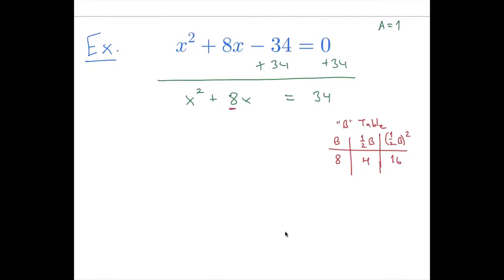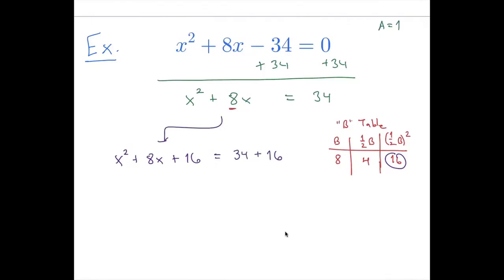Okay, then we're going to circle that 16, and we're going to add that 16 to both sides of our equation. So that means we're going to have x squared plus 8x plus 16, again, that's what we added, equals, and on the other side is 34 plus 16. So remember, 16 gets added to both sides.